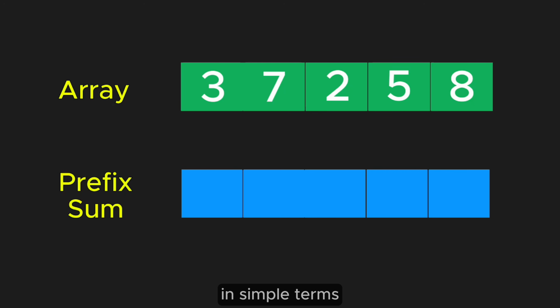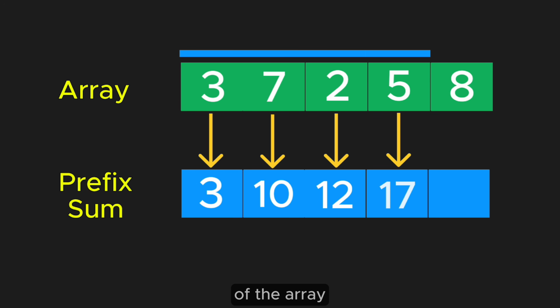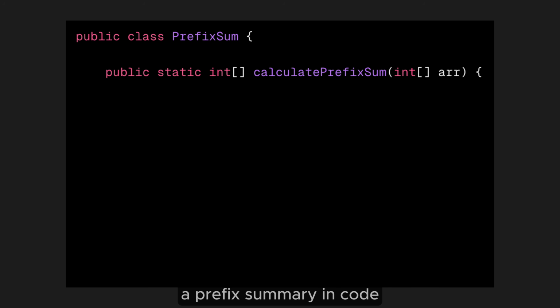What is a prefix sum? In simple terms, a prefix sum for an array is the cumulative sum of elements from the start of the array to a given index. Here is how to create a prefix sum array in code.